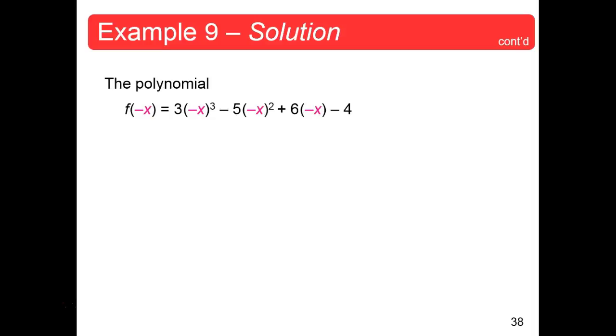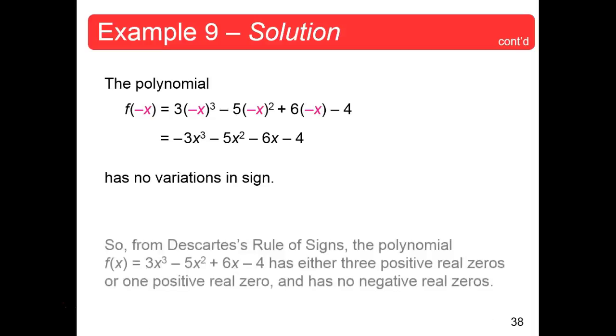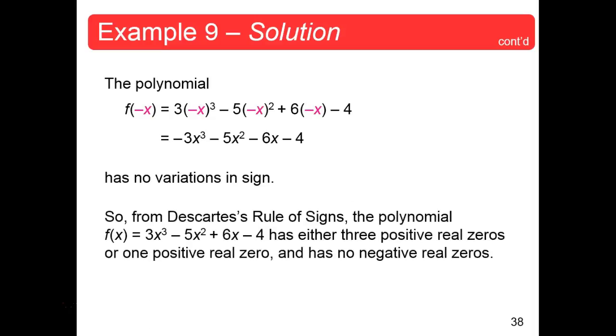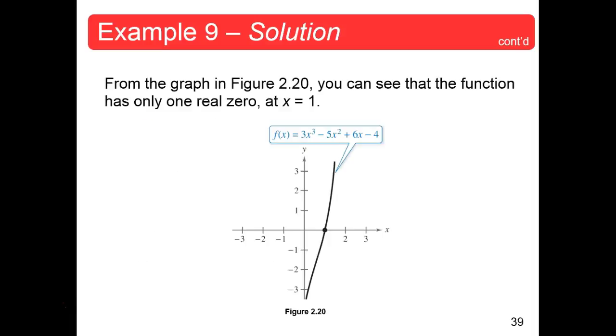So you have no variations in sign. They all turn out being minus. So that tells you that you have 0, absolutely no negative real zeros. So don't even look for them. From Descartes' rule of signs, the polynomial has either 3 or 1 positive real zeros and absolutely no negative real zeros. Then you use that fact when you go back to doing your rational zeros test and everything else.